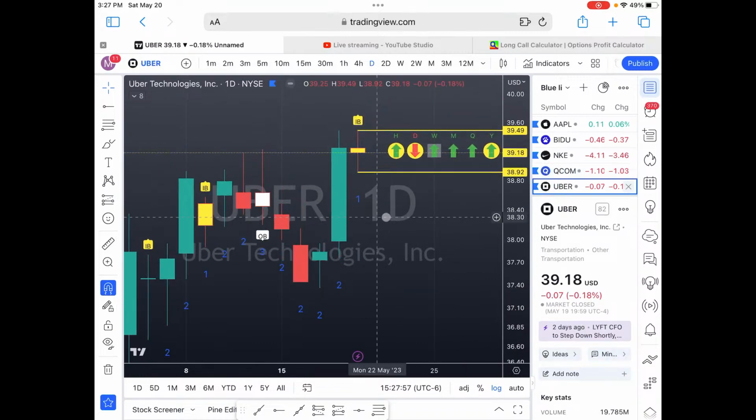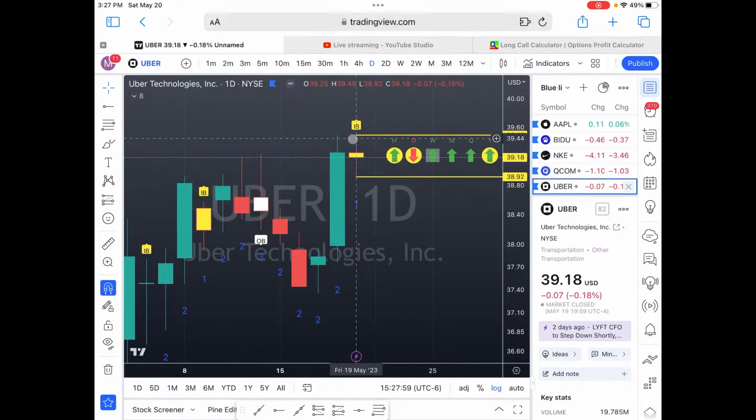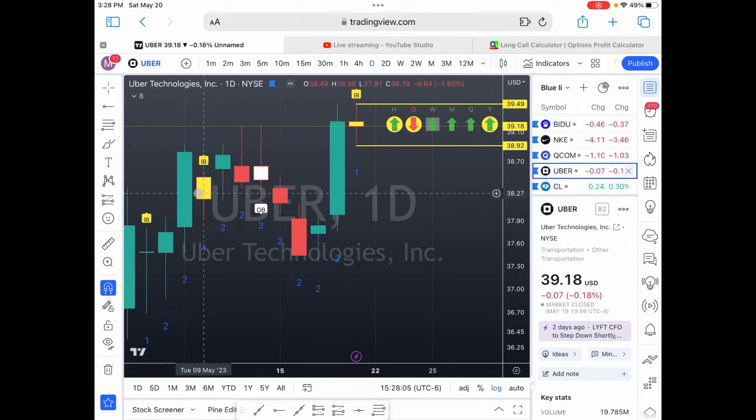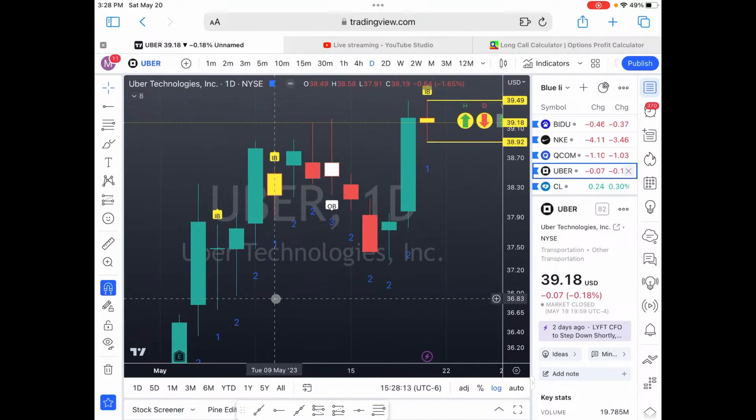Uber, same thing. We have that inside bar. So calls at 39.49, puts at 38.92 on Uber. And again, even if we go back, guys, we had the same thing here. We opened and we hit targets, okay?